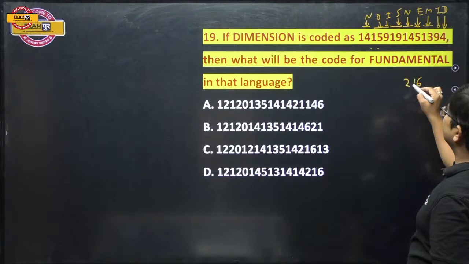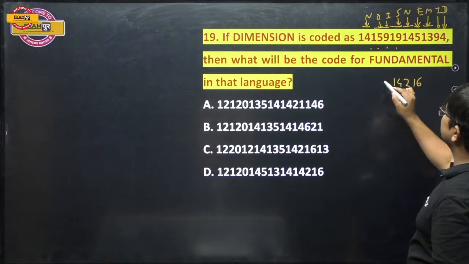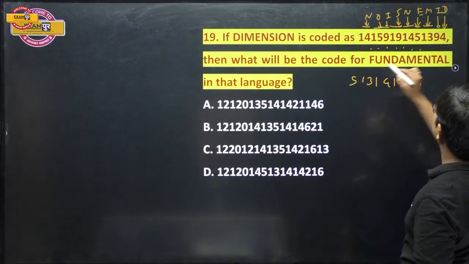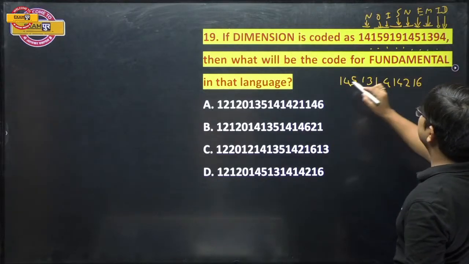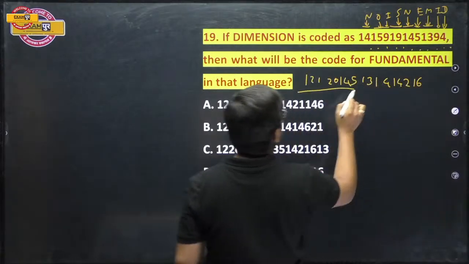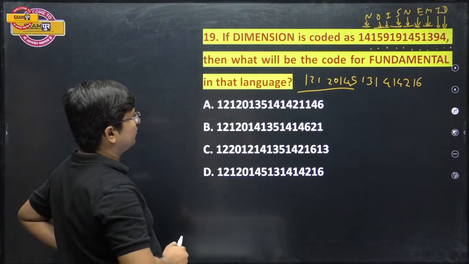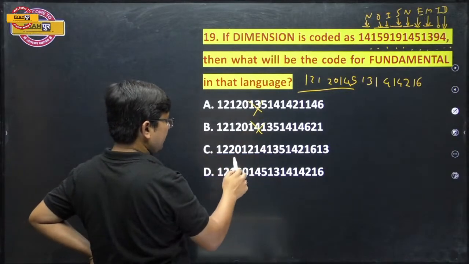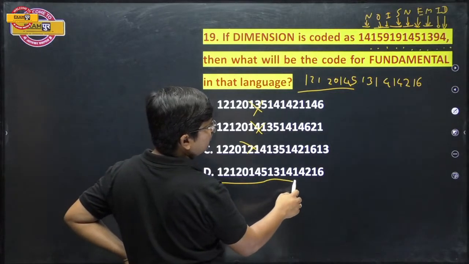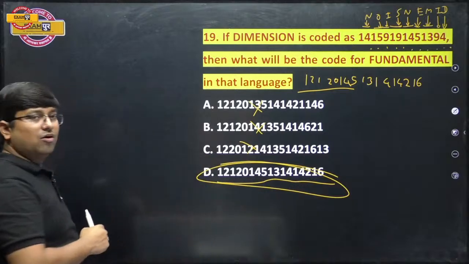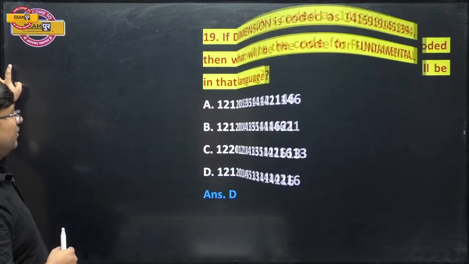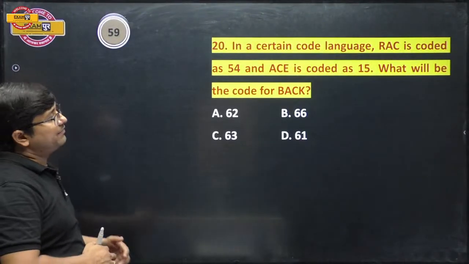U's position will be 21. N's position 14. D's position 4. A's position 1. M 13. E 5. N 14. T 20. A 1. And L 12. So 12, 1, 20, 14, 5. 131414216. This is the correct answer. Option number D is the correct answer. All right, everyone. Fine. Now, next one. Quickly, hurry up.